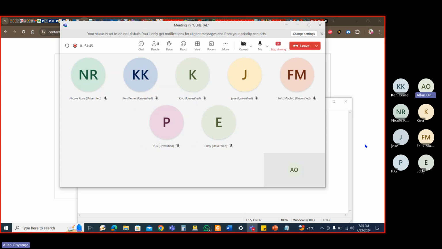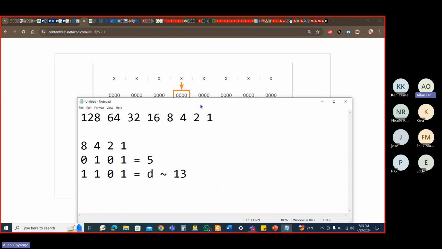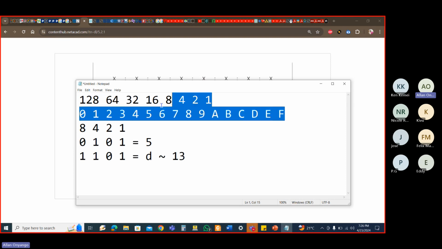Okay, thank you. So, give me any other hexadecimal number. I need to write them here. 0, 1, 2, 3, 4, 5, 6, 7, 8, 9, A, B, C, D, E, F. Okay, so can you see these are the hexadecimal numbers?